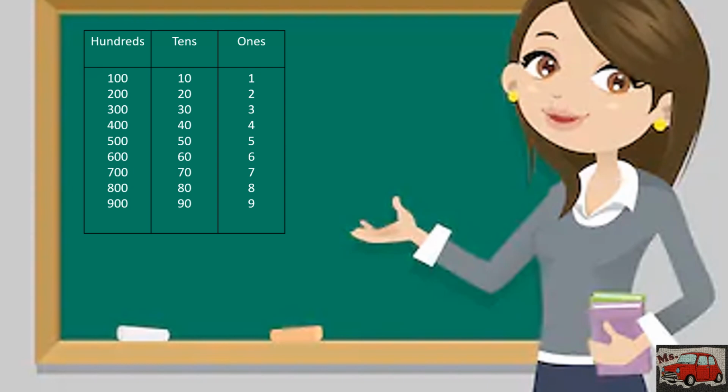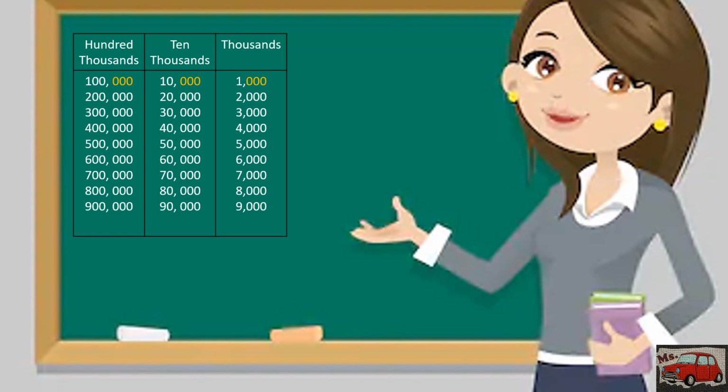111, 222, 333, 444, 555, 666, 777, 888, 999. So, basically, ito yung pinaka-start kasi magagamit mo siya sa susunod natin mga place value.